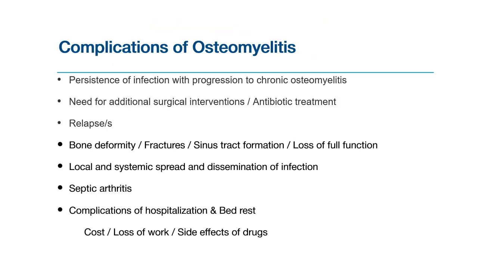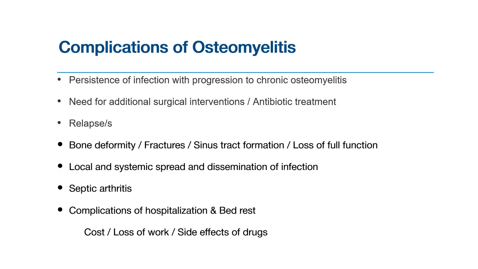What are the complications of osteomyelitis? They are listed on this slide. One is persistence of infection with progression to chronic osteomyelitis. So we start with acute osteomyelitis, we cannot clear it, and it changes to a chronic type of osteomyelitis, which is very difficult to treat.